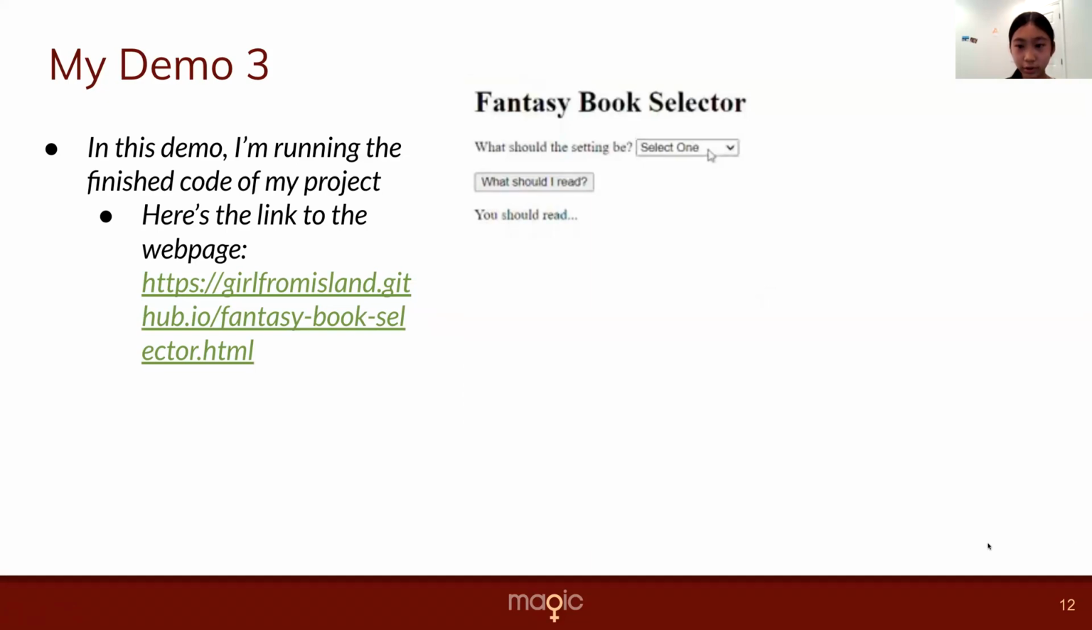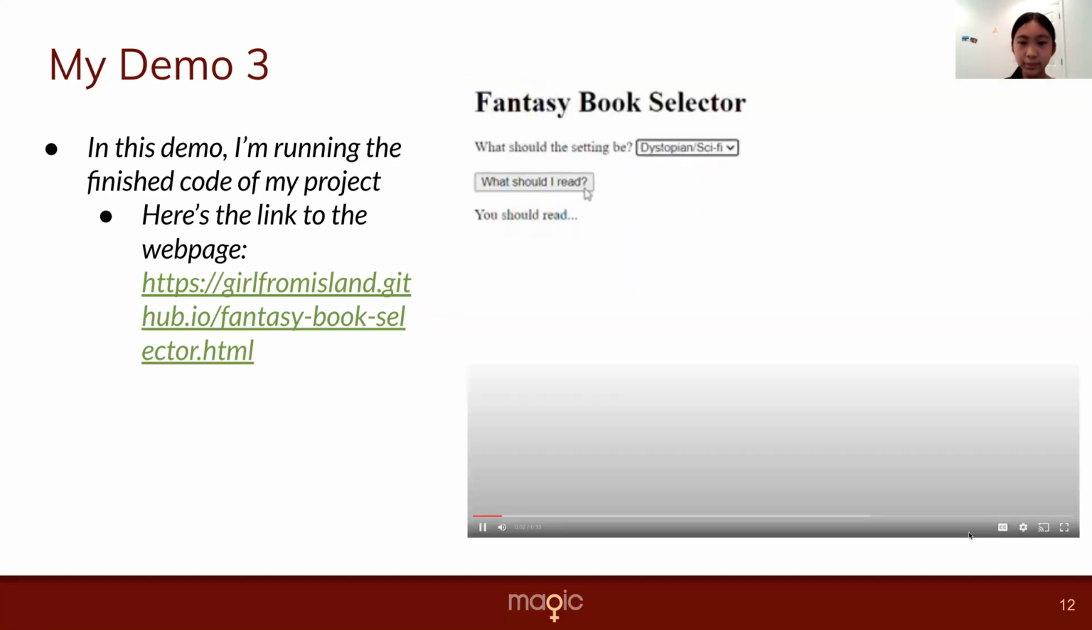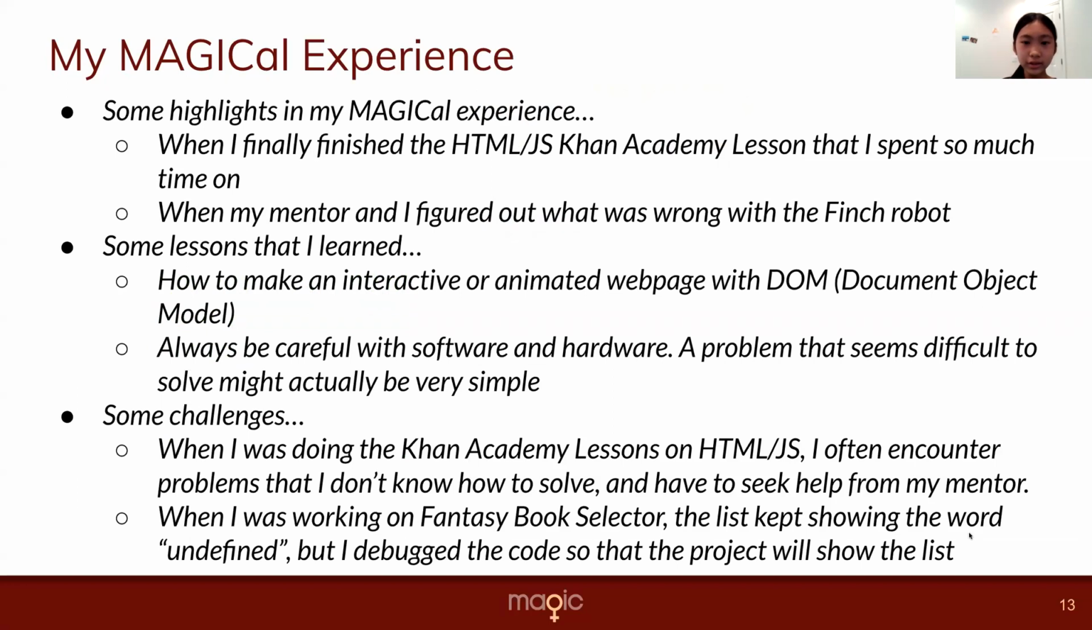Some highlights of my magical experience: when I finally finished the HTML and JavaScript Khan Academy lessons that I spent so much time on, and when my mentor and I figured out what was wrong with the Finch robot. And some lessons that I learned. I learned how to make an interactive or animated web page with the DOM, Document Object Model. I also learned to always be careful with software and hardware. A problem that seems difficult to solve might actually be simple.